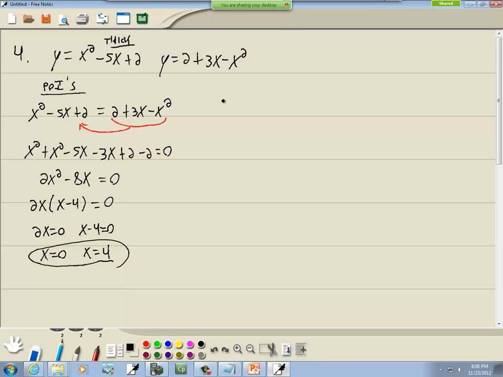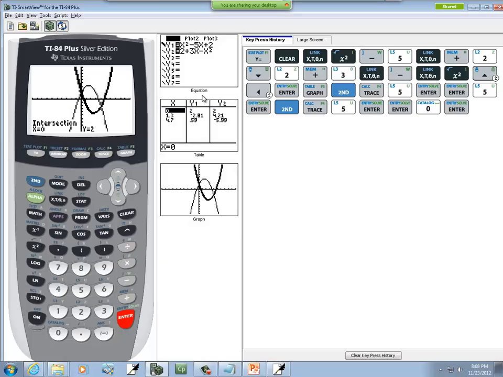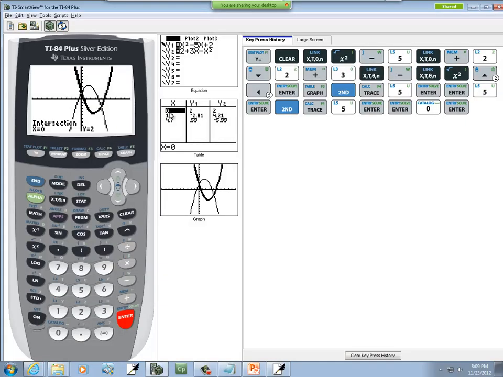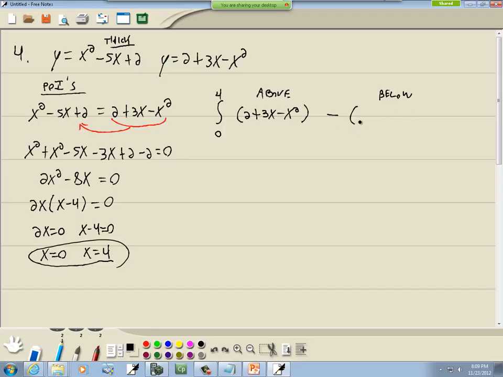Okay, let's do our setup. 0 to 4. And again, we're looking for the one that's above, and it's going to subtract from the one that's below. Well, this is the one that's above, the one that's not thick. This was thick, so it's this one. So we got 2 plus 3x minus x squared, minus the one that's below, which is the thick line here, which is the x squared minus 5x plus 2, dx.